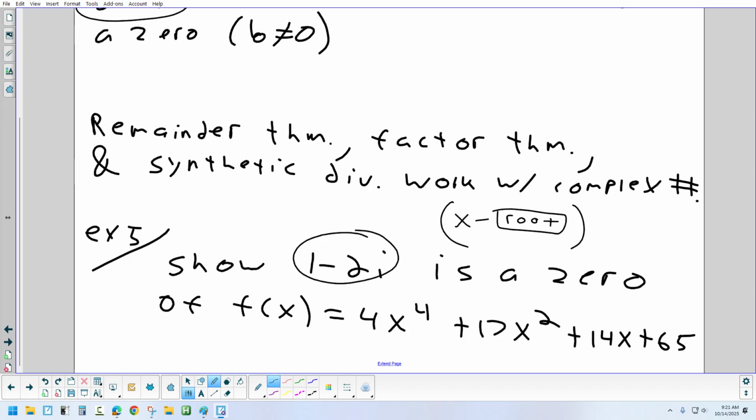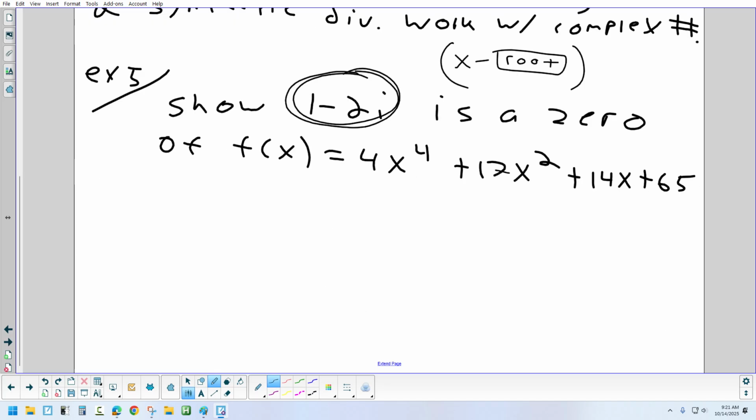Is that 17 from the x squared? That's 17, yeah. Okay, so we're going to prove that 1 minus 2i is a root by showing that x minus this is a factor. So x minus, and now we're going to put the 1 minus 2i on the outside of synthetic division. And we're going to hope that we get a remainder of 0. That's the hope.